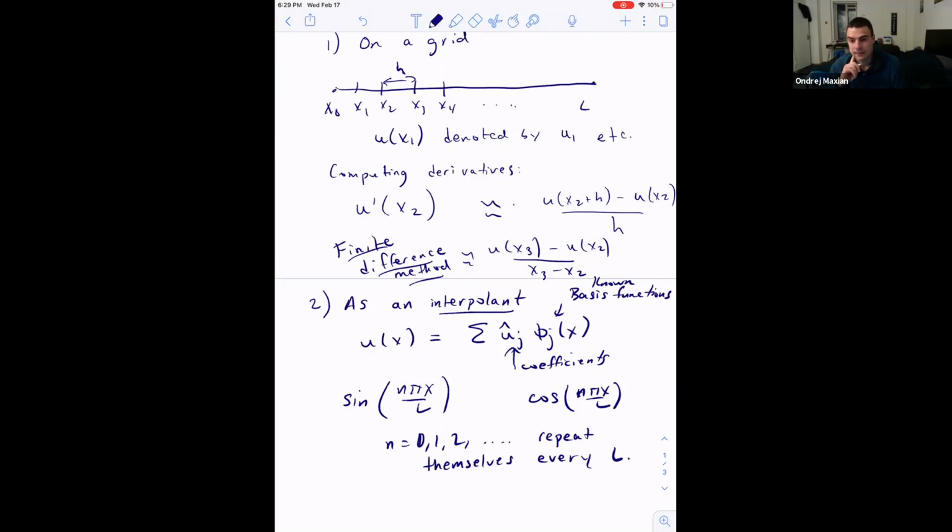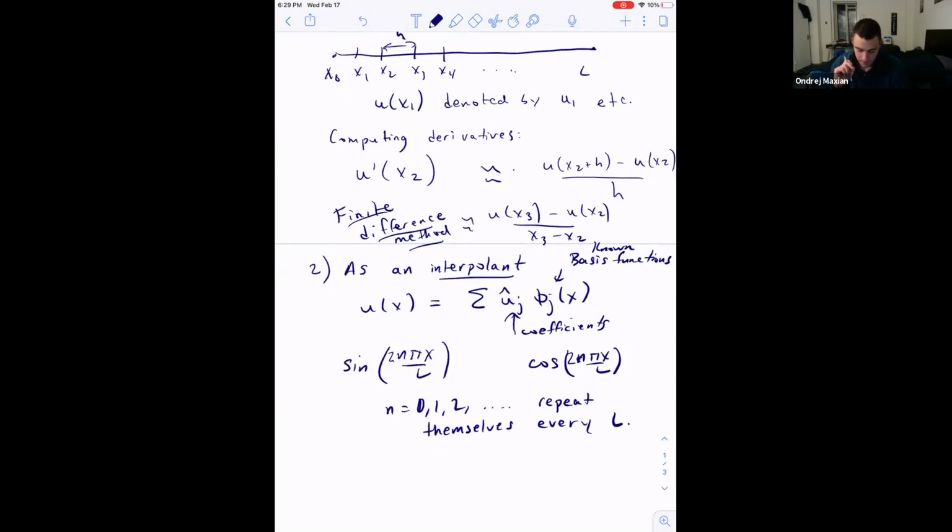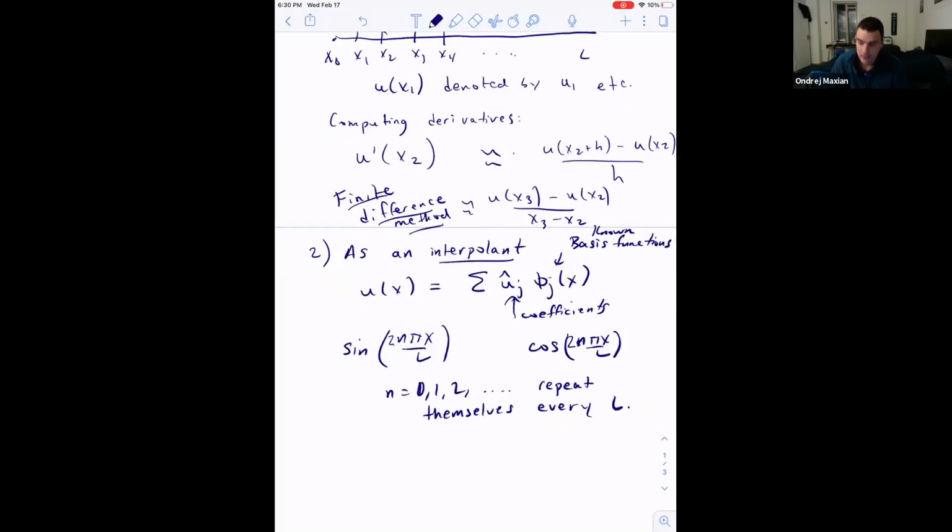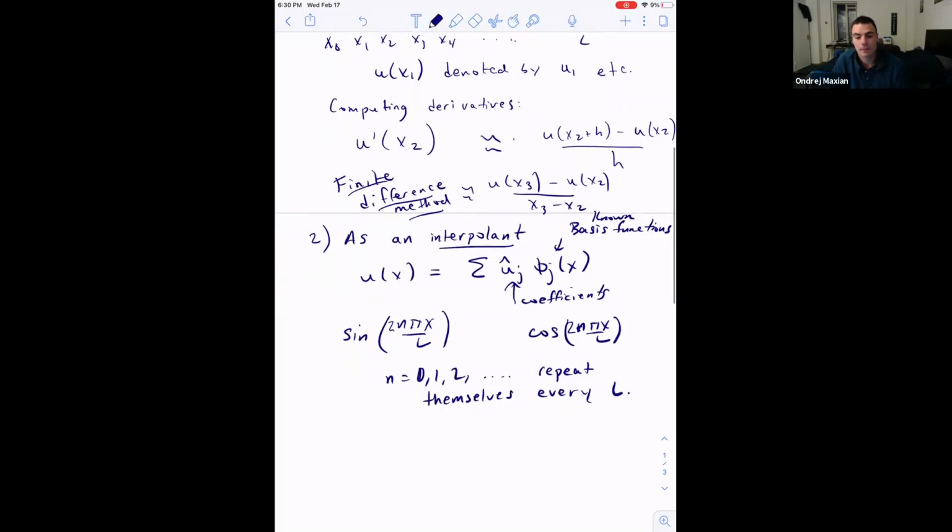So you can check that. Did I do that right? I think I might have messed up the notation here. I think it might be two. Yeah, this should be 2 n pi x over L. Yeah, let's just go with that. Okay.